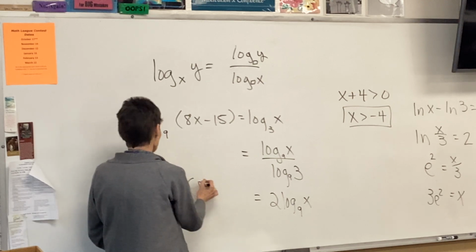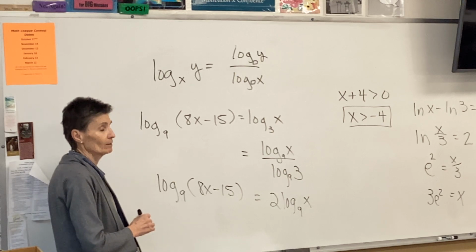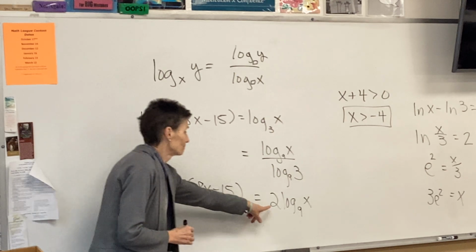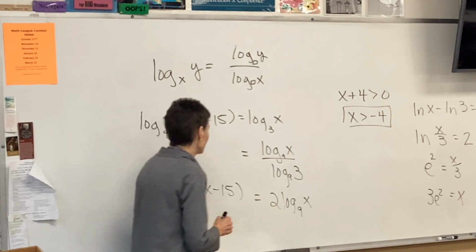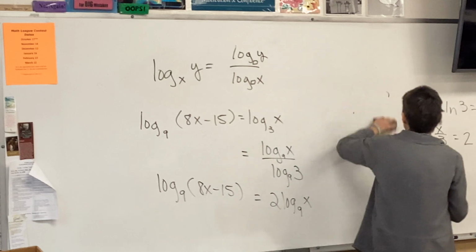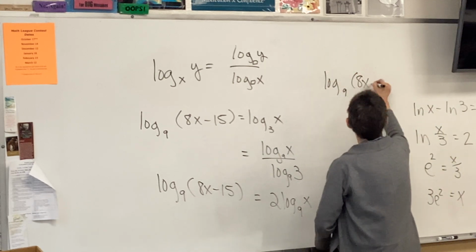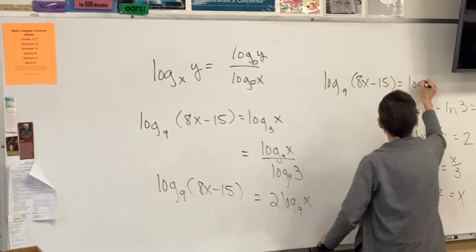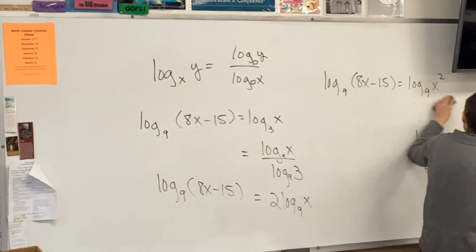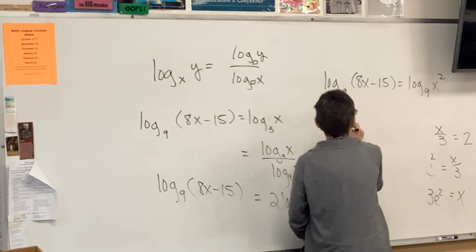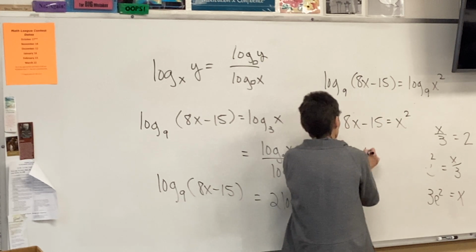Now what? You still can't drop them. There's still something you gotta take care of. What do we have to take care of now? Where does the 2 go? Exponent. Now can I drop them? Yep. So 8x minus 15 equals x squared.